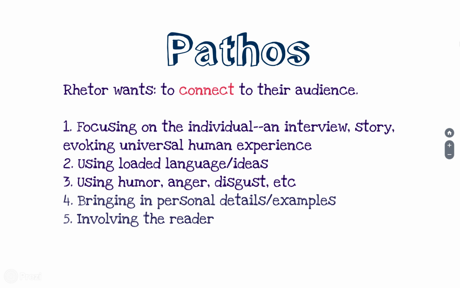Number 2 is using loaded language and ideas. So this goes back to connotation. Connotation is all about pathos. Of course, it is a very logical, calculated way to get your point across, but you're trying to change somebody's emotion about it. And on Monday, we're going to talk about softening and sharpening words.